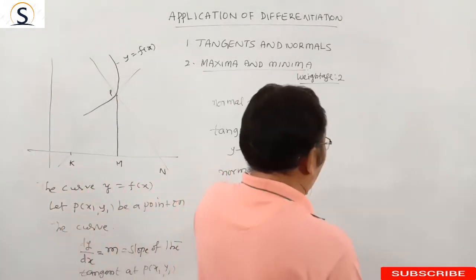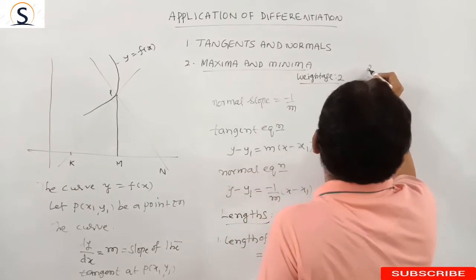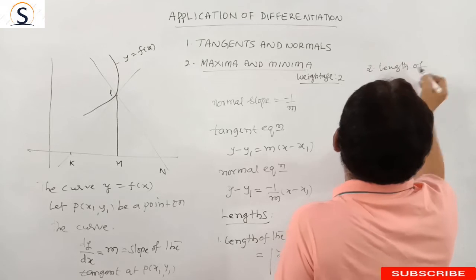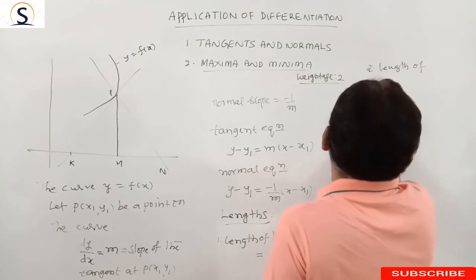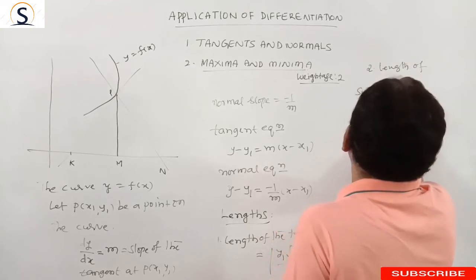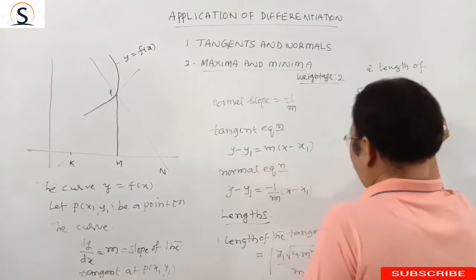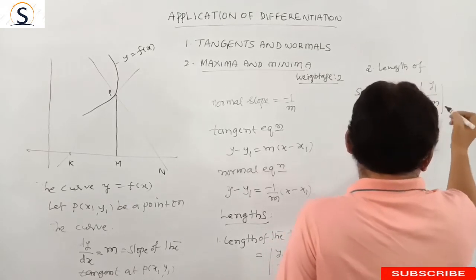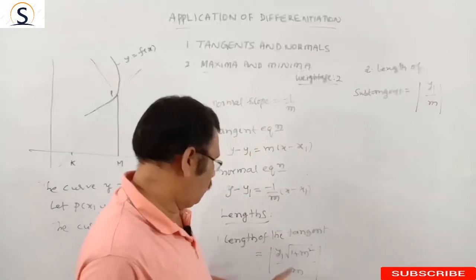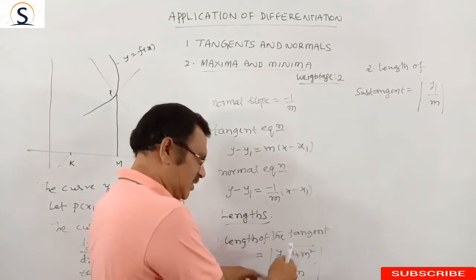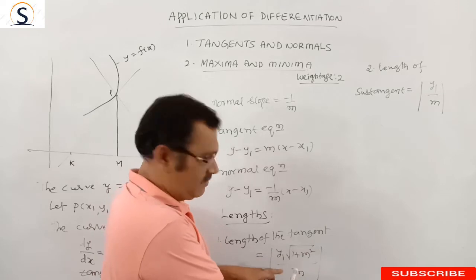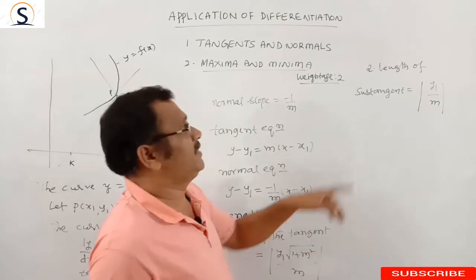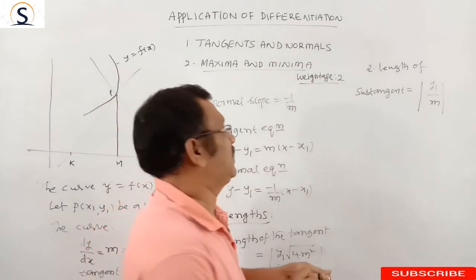Okay. Next one, the second one, length of subtangent. Length of subtangent is simply y1 by m. You can remember easily the two formulas. Length of the tangent is y1 into under root of 1 plus m square by m. Simply remove this. y1 by m is the subtangent length.